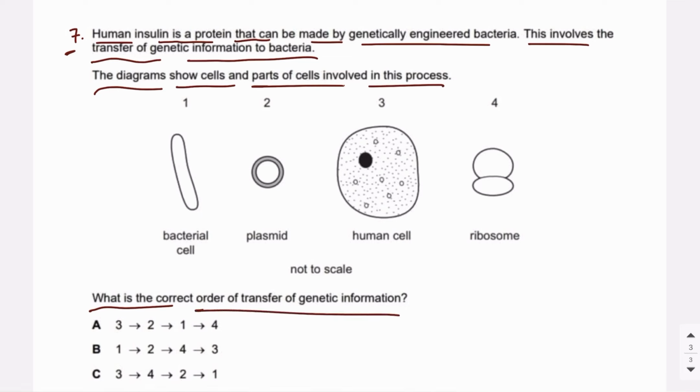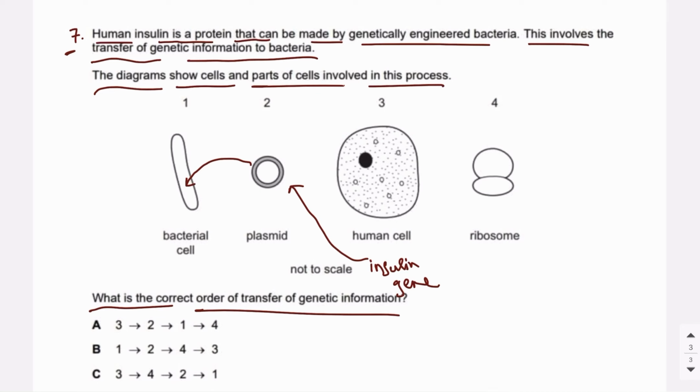So guys, when we synthesize human insulin using genetically engineered bacteria, what we simply do is take the human cell, remove the insulin gene from it, or we can simply say that we take out the DNA from the human cell and cut out the insulin gene from the human DNA, and then we cut the plasmid. And then we insert the insulin gene into the plasmid, then we reintroduce the plasmid into the bacterial cell, and what happens is that the insulin gene on the plasmid is then expressed, and the protein is synthesized on the ribosome.